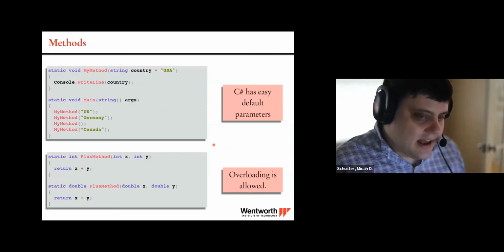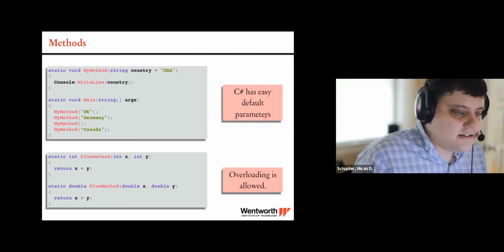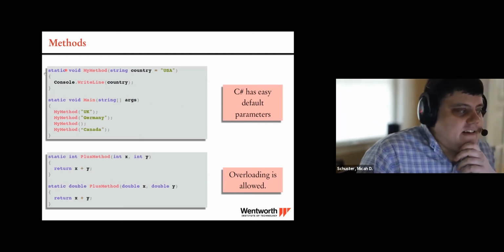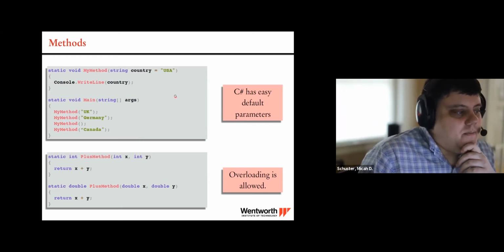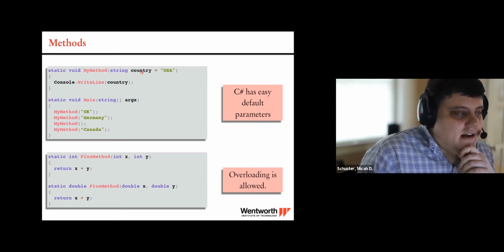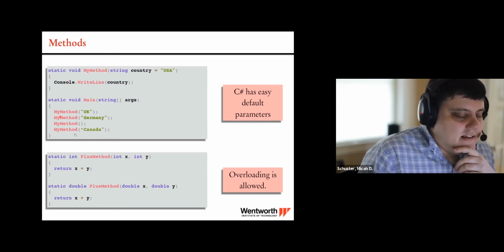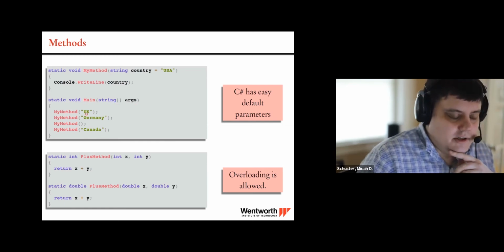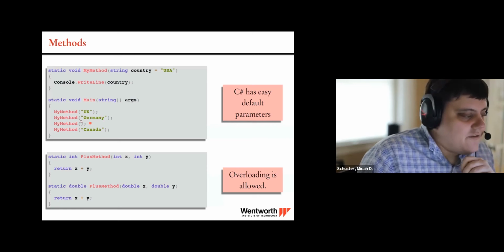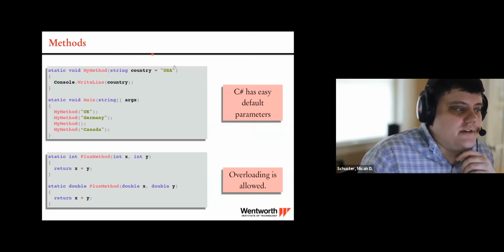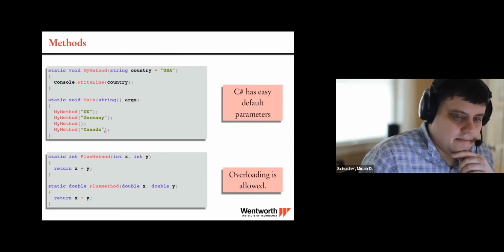C# has something that Java does not in terms of methods. There are default parameters. As an example, this method here, MyMethod, takes in a string called country, but you can see it also sets it to USA. And it just writes the country string out. So you can call this method just like this. I could put UK in, and that would print out UK. If I put Germany in, it prints out Germany. If I don't put anything in, it uses the default parameter, which is USA. So this would print UK, Germany, USA, Canada.